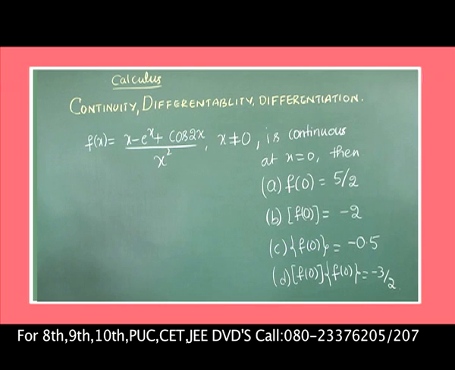f of x is equal to (x minus e power x plus cos 2x) by x square if x is not equal to 0, and it is continuous at x is equal to 0. Then option A, f of 0 is equal to 5 by 2. Option B, integral part of f of 0 is minus 2. Option C, fractional part of f of 0 is minus 0.5. And option D, integral part of f of 0 into fractional part of f of 0 is minus 3 by 2.